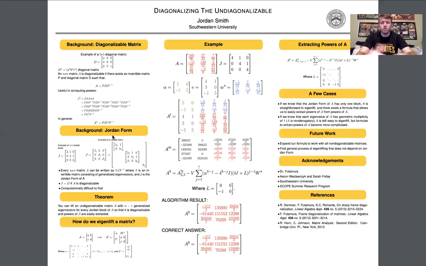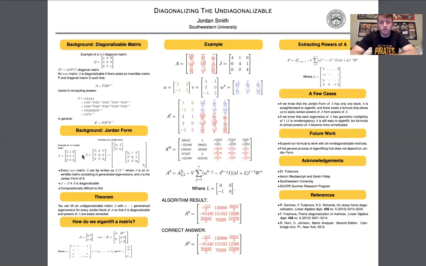So what is a Jordan matrix? Here's an example of a 3 by 3 Jordan block matrix. All it is is, if matrix A has some eigenvalue, its eigenvalues will go across the diagonal and we'll have ones across the upper subdiagonal. And then zeros will be elsewhere in the matrix.